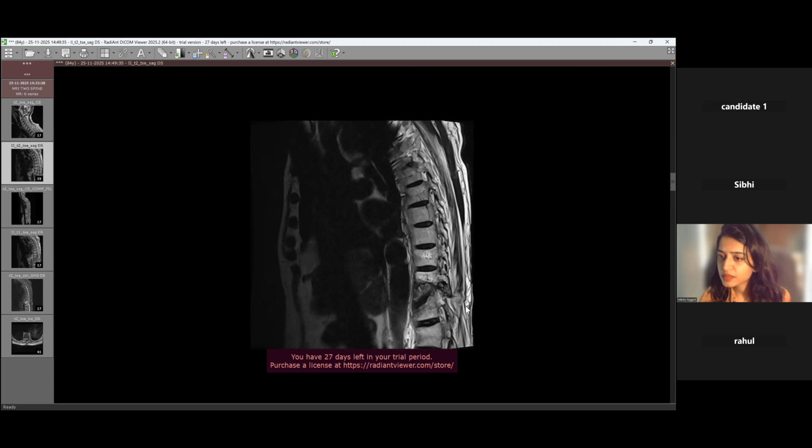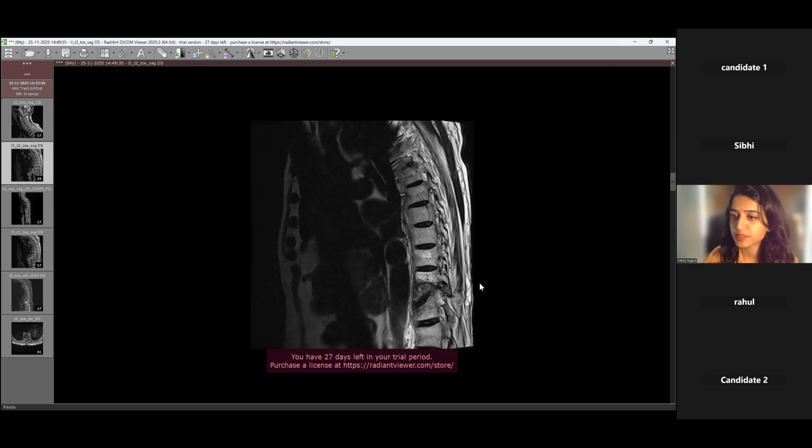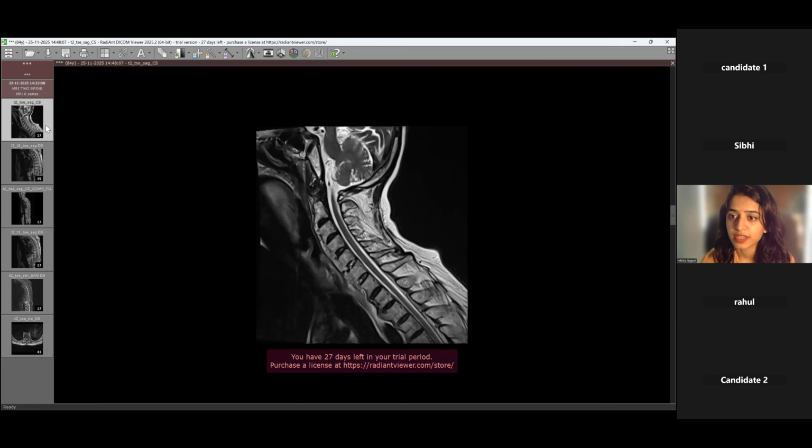Fracture and a displacement, am I audible? Yeah, no, your voice just broke up for a bit. Yeah, if you want, you can see the cervical spine now. Yeah, I was saying. Okay, shall I load? Yeah.